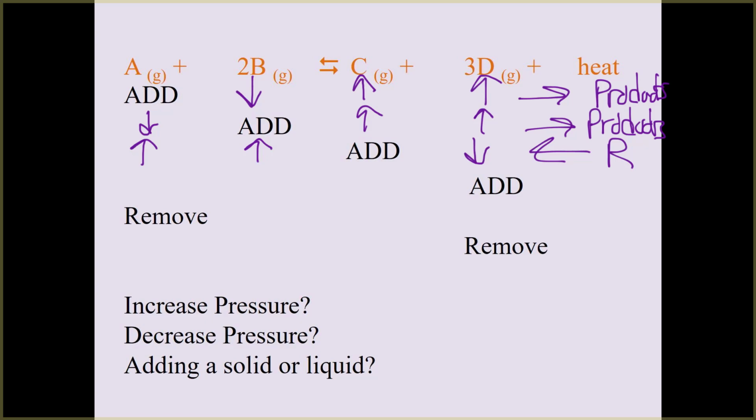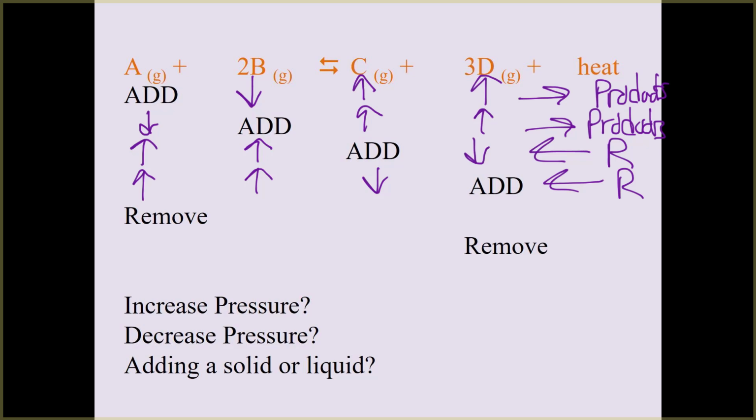Let's see what happens if I add a whole bunch of D in. If I add a whole bunch of D in, then C and D are going to collide. I'm going to make more A and B. And C is going to go down in concentration because of all those collisions with D. So we're going to get a shift towards the reactant side. All right, so that's the add away part of Le Chatelier's principle.